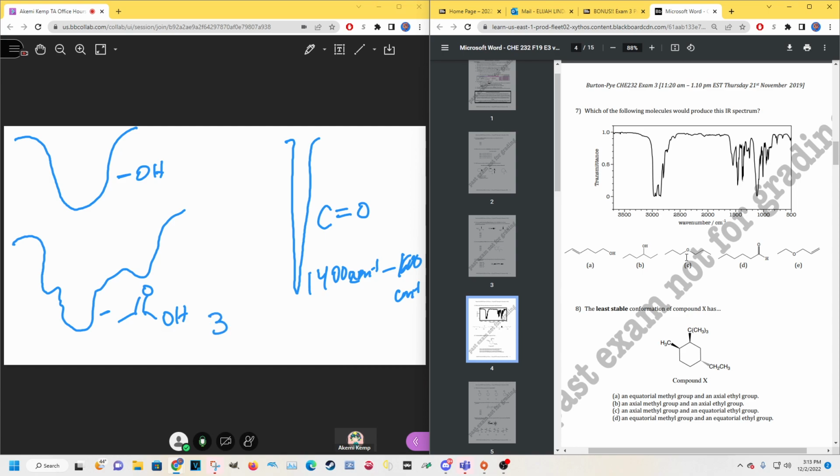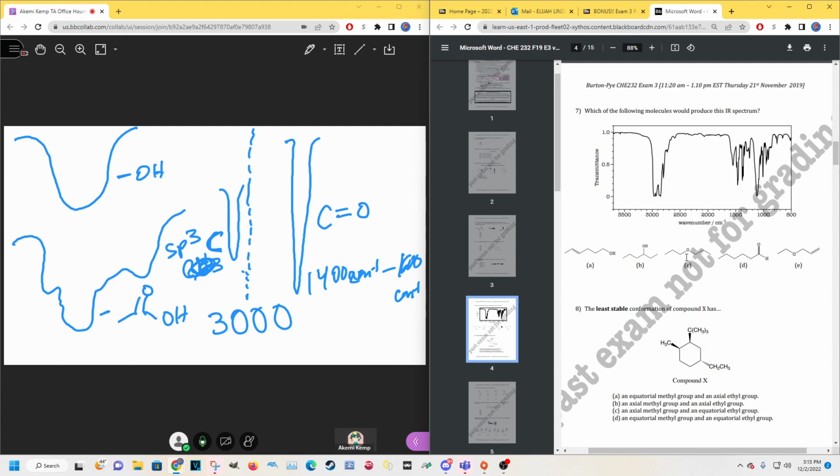So at the 3000 region, if you look at the recitation packet when we were learning IR spectroscopy, they have a splitting at 3000 here. If you have a small peak that looks like this on the right side, I believe that's the sp3 CH carbons, the sp3 carbons. So that's the carbons in the carbon chain, the CH2s and all that.